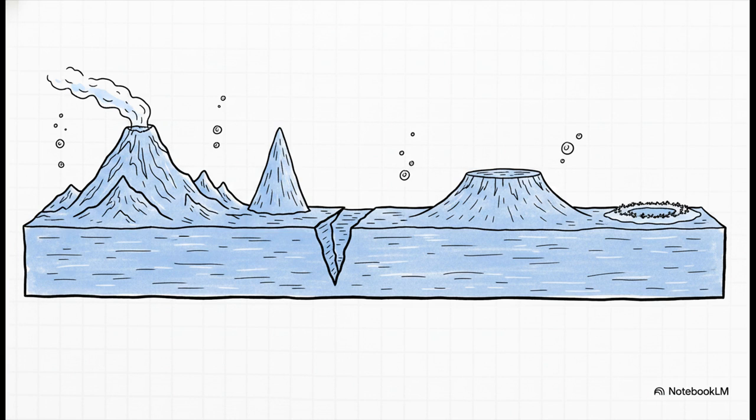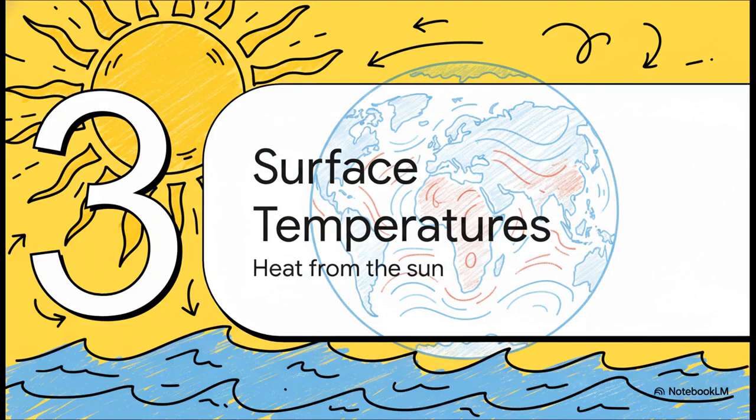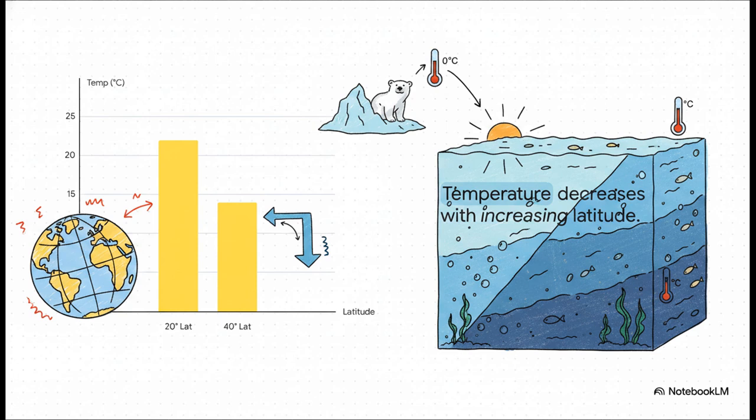But, okay, now that we know what the container looks like, let's travel back up to the surface to actually examine the water itself. Moving on to Section 3, ocean surface temperatures. Let's talk about heat from the sun. Arriving back up in the sunlight, we find that the sun's heat doesn't hit the Earth evenly. There is a very clear mathematical relationship at play here.